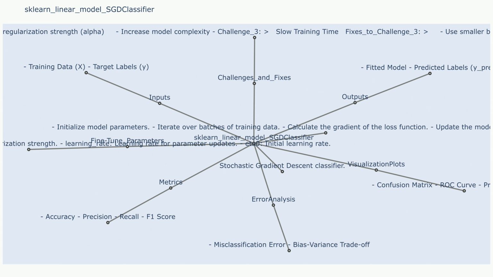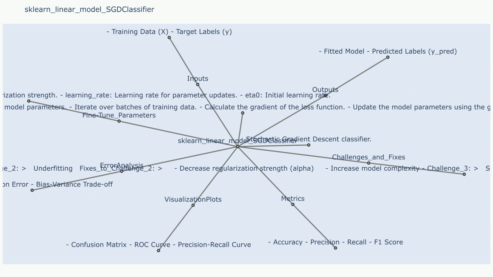Visualization plots. Decision boundary. This plot visualizes the decision boundary learned by the model. It is particularly useful for binary classification problems where the data can be visualized in 2D. Feature importance. This plot shows the importance of each feature in the classification decision, measured by the absolute value of the corresponding weight in the model.